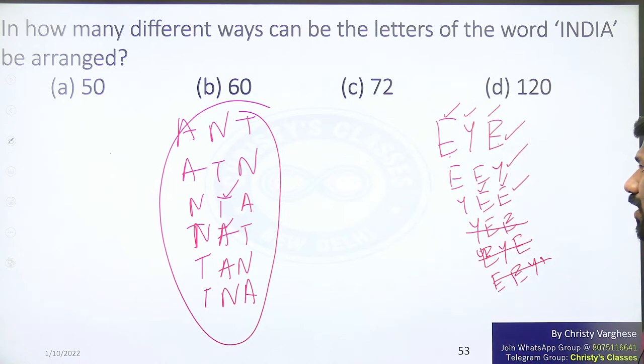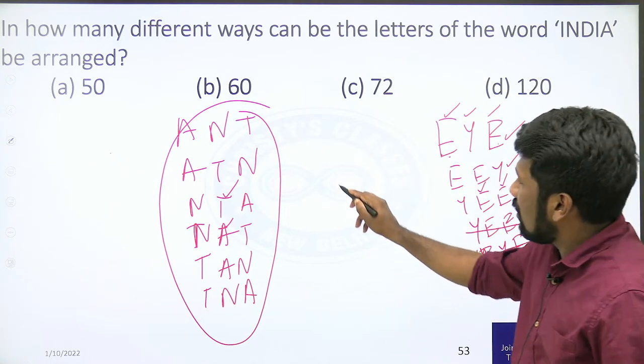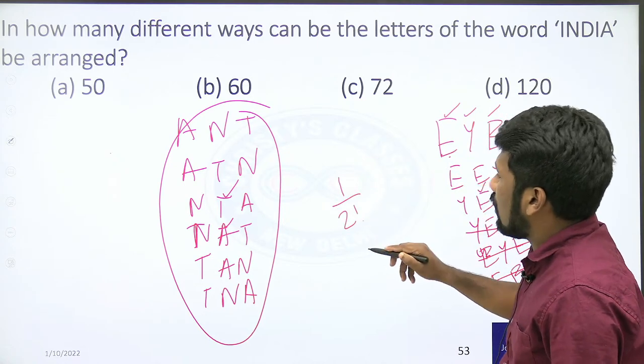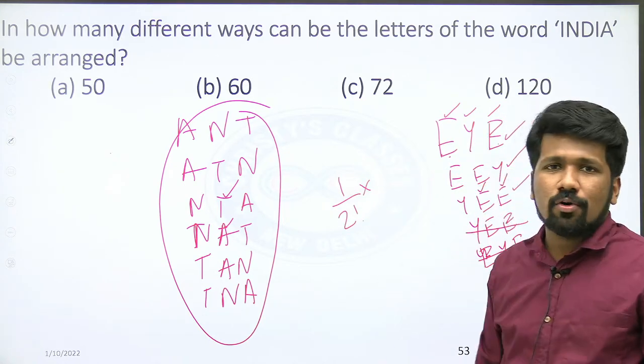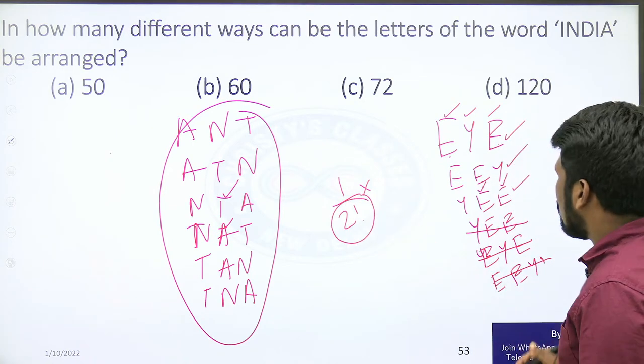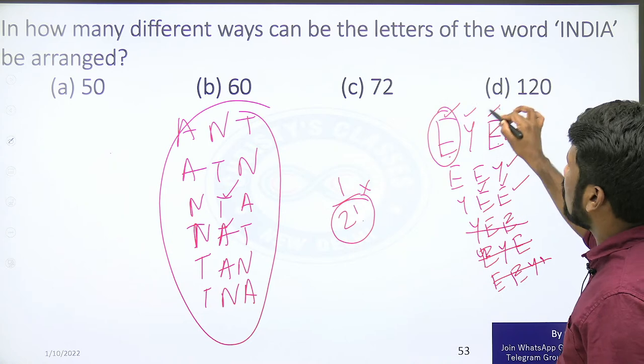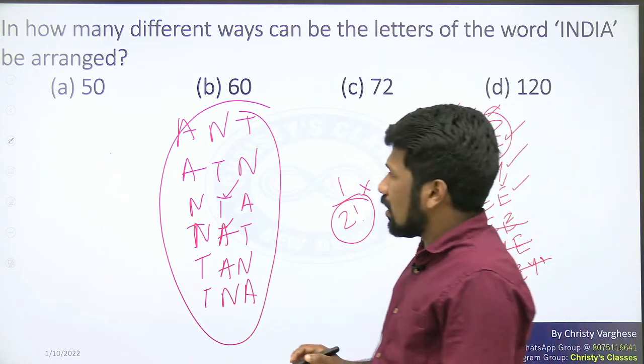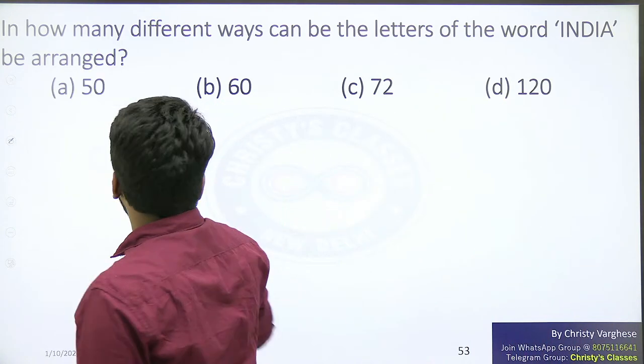Half of them are duplication. Or in other words, 1 by 2 factorial of them are original, and 1 by 2 factorial of them are duplicates. Why this 2 factorial? Because one letter is occurring two times.